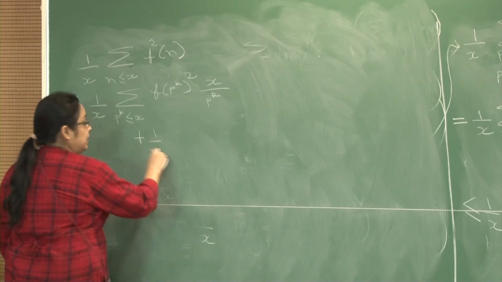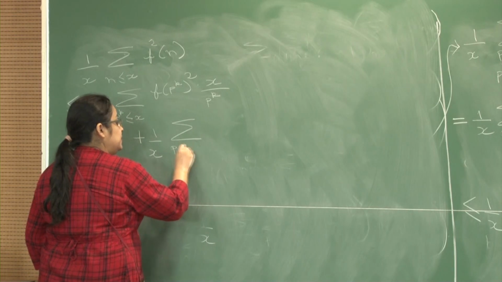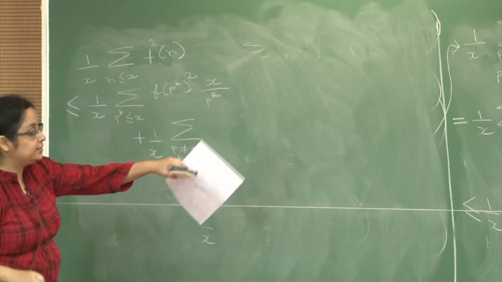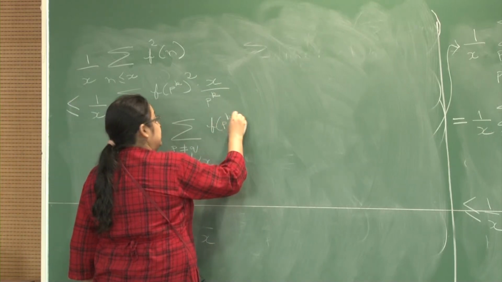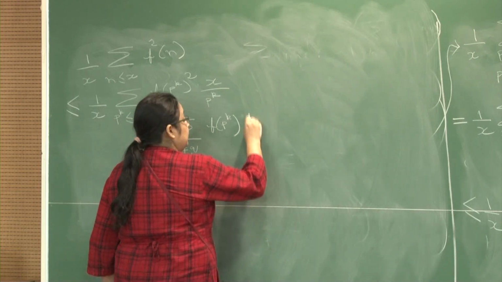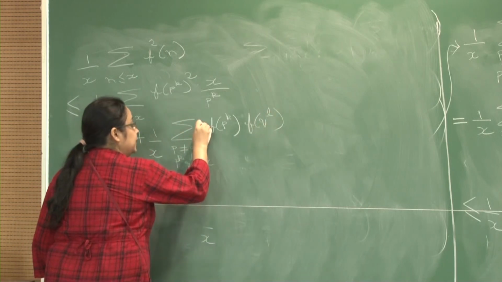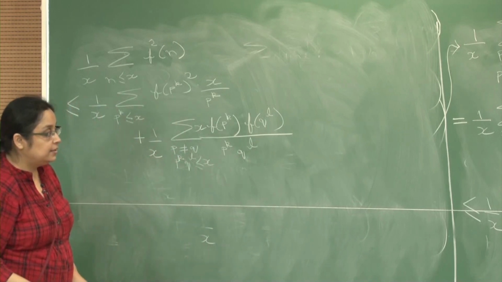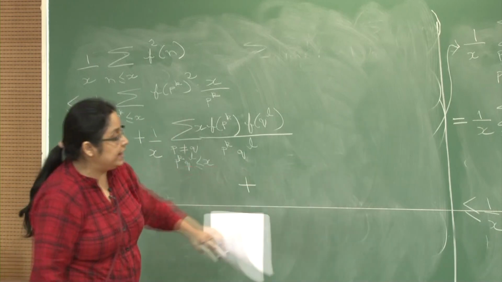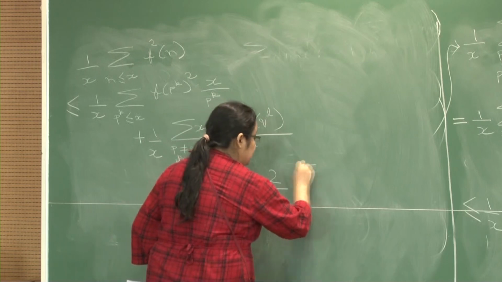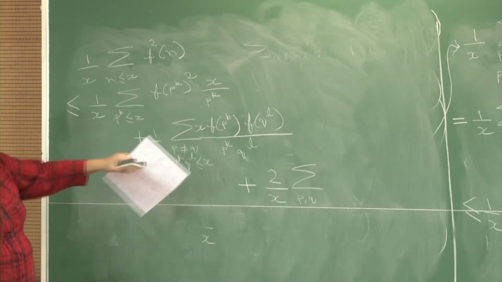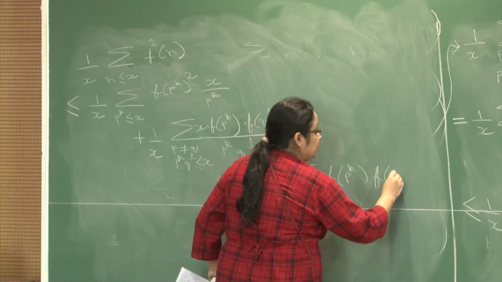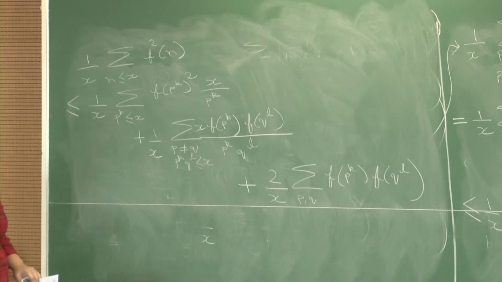Plus 1 over x into the sum over all possible p not equal to q, for which p to the k, q to the l is less than or equal to x, f of p raised to the k times f of q raised to the l, let's not forget the x, over p to the k times q to the l, plus 2 over x, again the same sum over p and q as above, but this time you have 2 over x times f of p to the k times f of q to the l. There is no x coming in the numerator here.